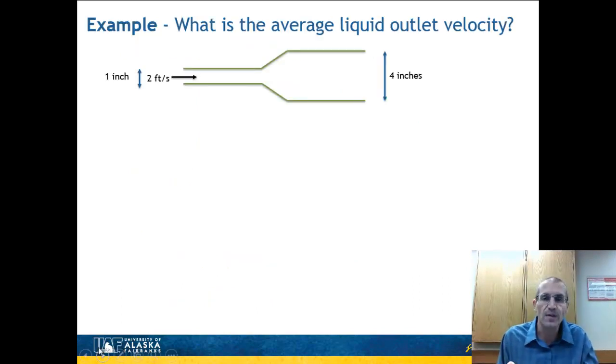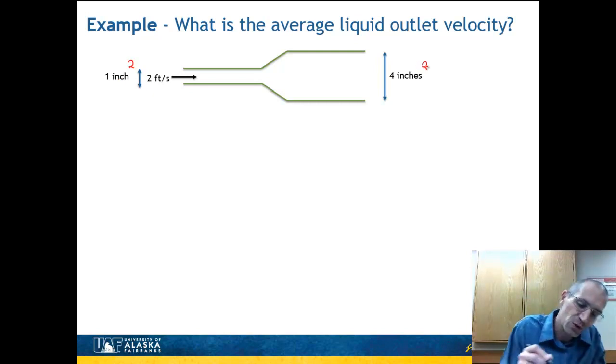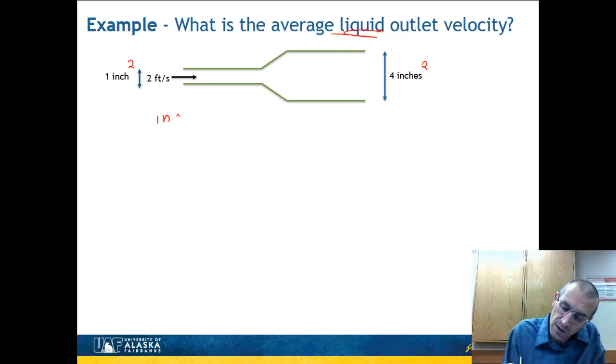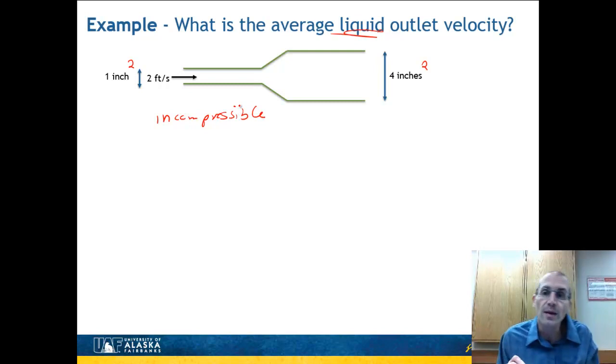All right, let's do a couple of examples of this concept of the average velocity and using a mass balance. Here we have a pipe where fluid is coming in at 2 feet per second, and the area here is 1 inch squared, and this should be 4 inches squared. Those are cross-sectional areas. The pipe expands into a larger area, and we want to know the average liquid outlet velocity. We have a liquid, which means it is incompressible, and we'll see that makes the solution of this problem a little bit easier.